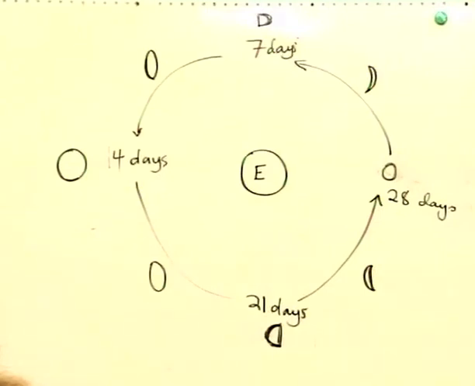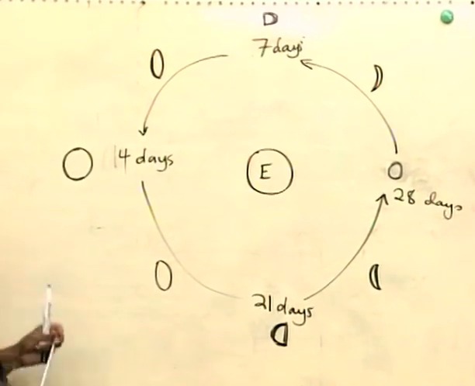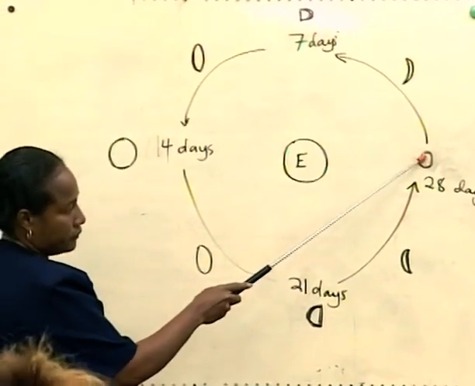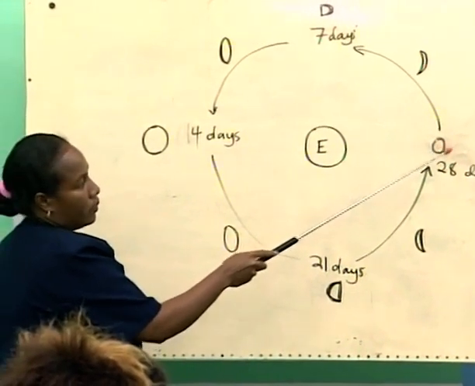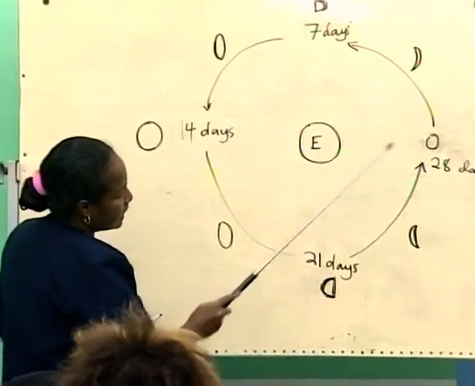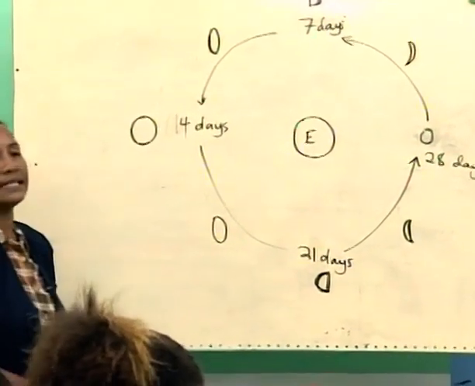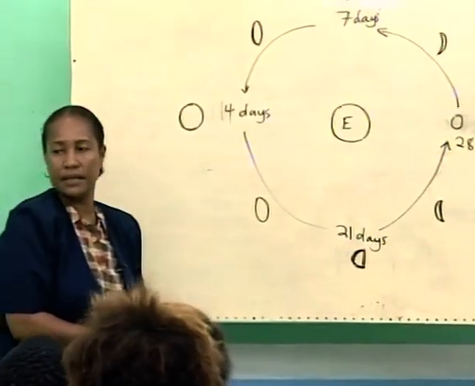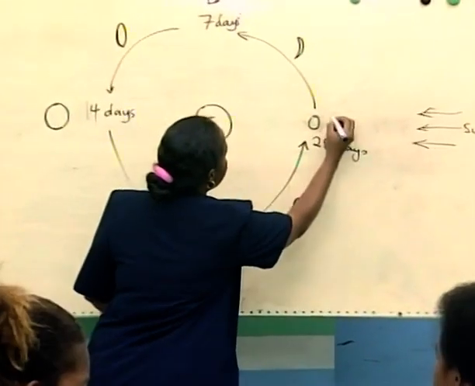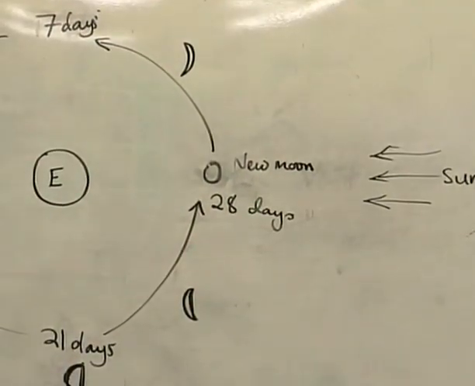exercise. I have the diagram here showing how many days it takes for the moon to go around the earth. Right, we start with 0 days, that's why I have 0 here. Now, when the moon is between the earth and the sun, what is the name given to the moon? You don't see it in the night, but what is the name given? Very good. We describe that as the new moon.